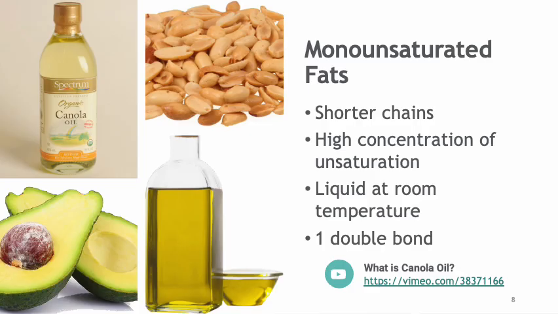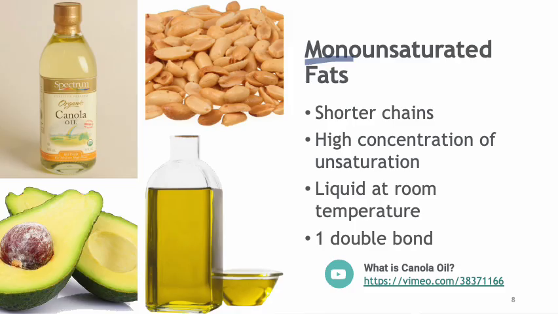Then we have the monounsaturated fats, which, as we mentioned before, have one double bond. These acids are shorter chain. They have a high concentration of unsaturation, and they are liquid at room temperature. In this case, because we have monounsaturated, we have one double bond. I also suggest that you take a look at this video, which talks about canola oil and its manufacturing process.